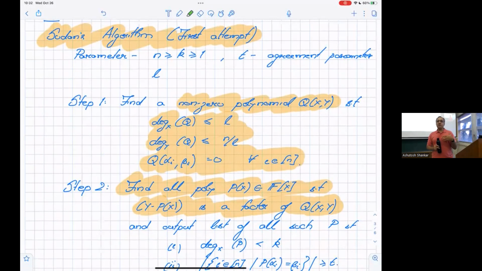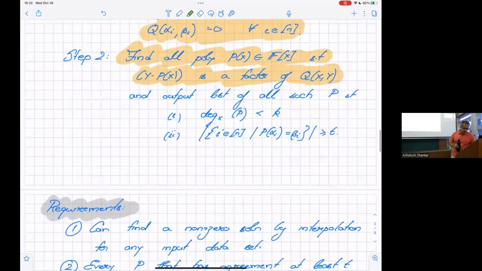And then you wanted this thing to satisfy the Q of x, y. For every polynomial which has significant agreement, it must satisfy that Q of x comma p of x is identically 0. These are the 2 requirements which we had. Let's see if we are doing something. So that's the first one.